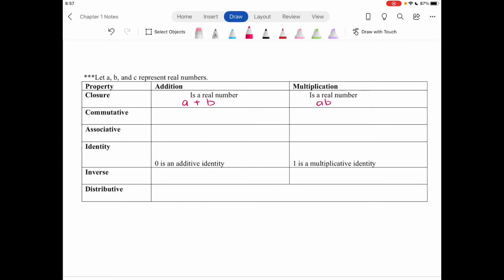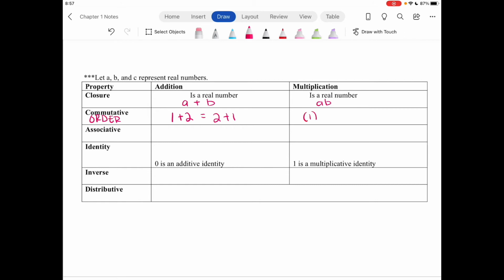Then we have the commutative property, and this property is all about the order in which our addition or multiplication occurs. Let's say that we do 1 plus 2, well that's the same thing as 2 plus 1. Or if we did 1 times 2, that's the same thing as 2 times 1.